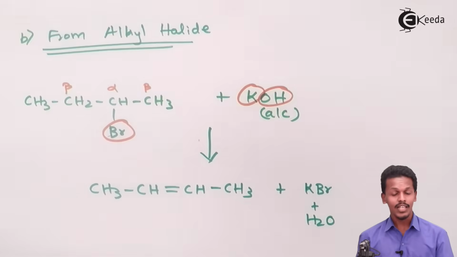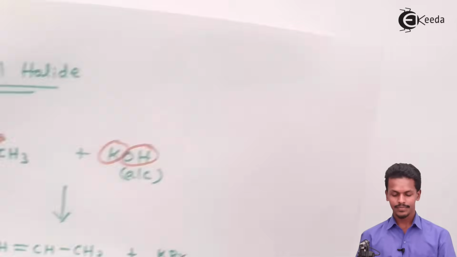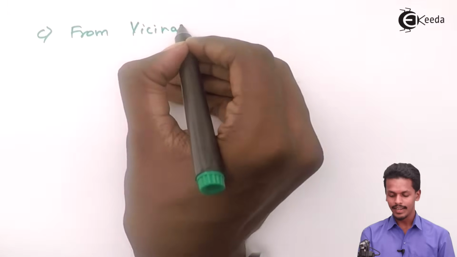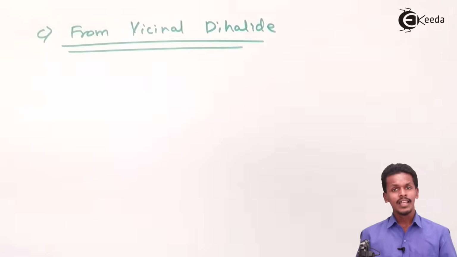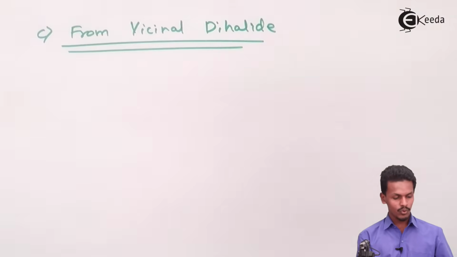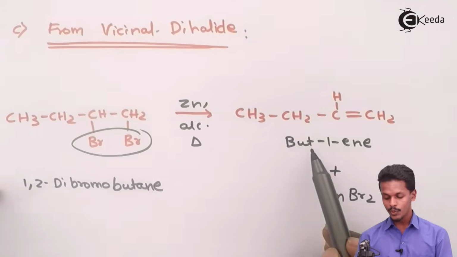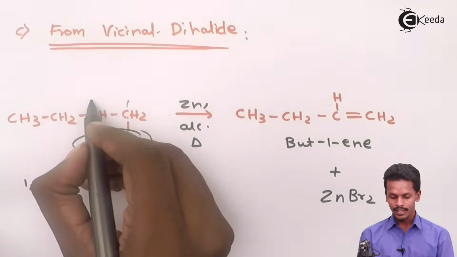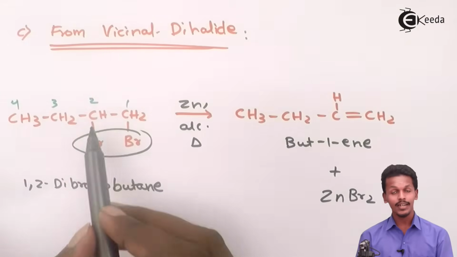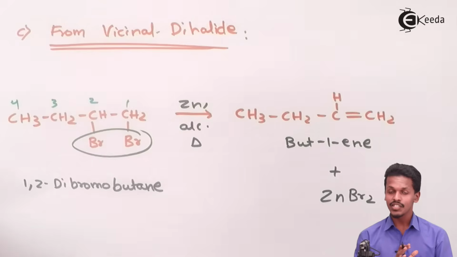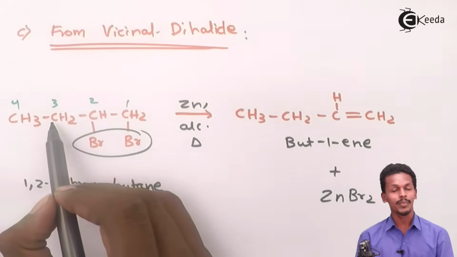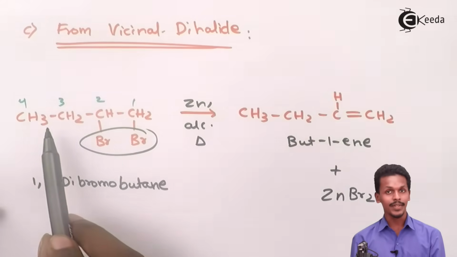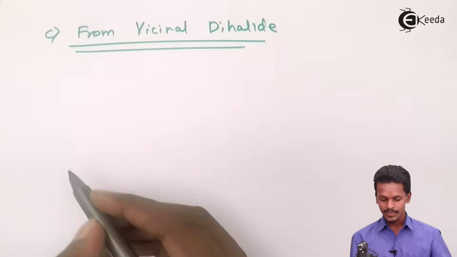So now let us do the last one. In the earlier one, to prepare but-1-ene, we took the bromine on carbon number 1 and 2. But now we are going to take the vicinal halide in such a manner that the halogen is attached on carbon number 2 and carbon number 3. So that is the reason I am taking the molecule in this way.